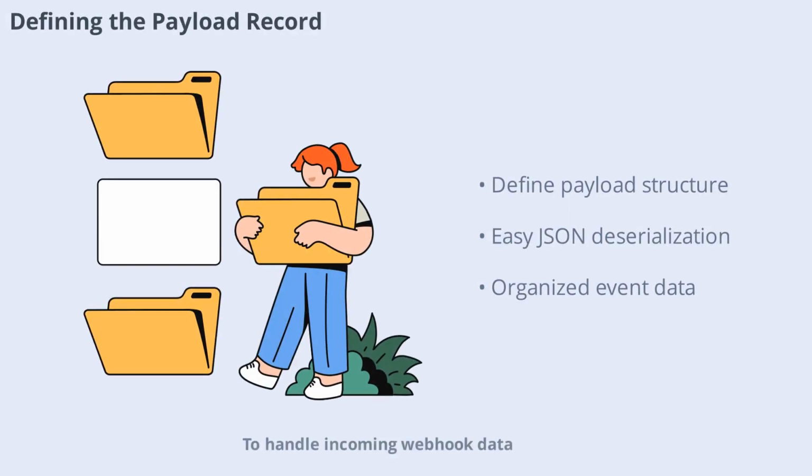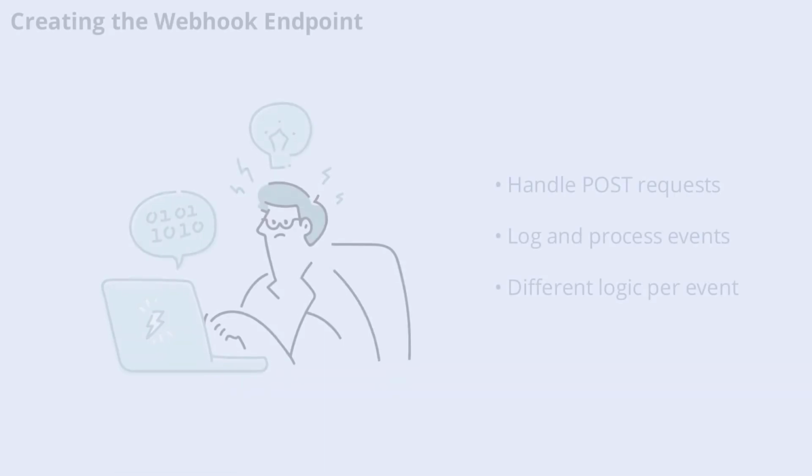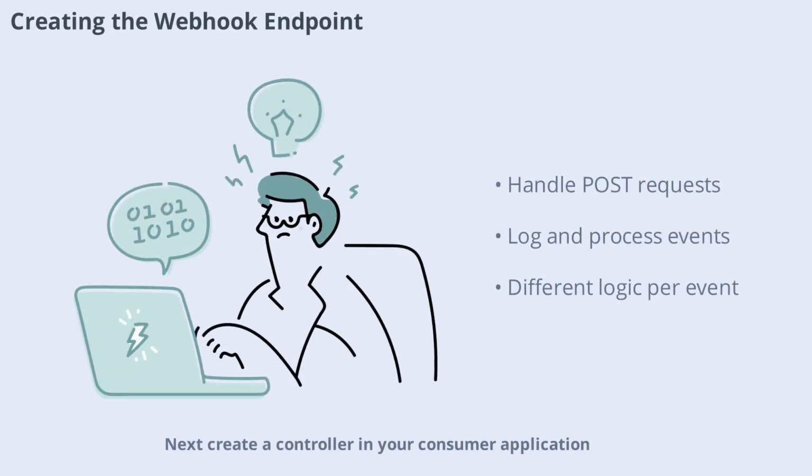To handle incoming webhook data, start by defining a record class for the payload. In Java, this might look like: public record WebhookPayload(String eventType, String message). This structure makes it easy to deserialize the incoming JSON and work with the event data in your application. Next, create a controller in your consumer application to handle POST requests to the webhook endpoint.